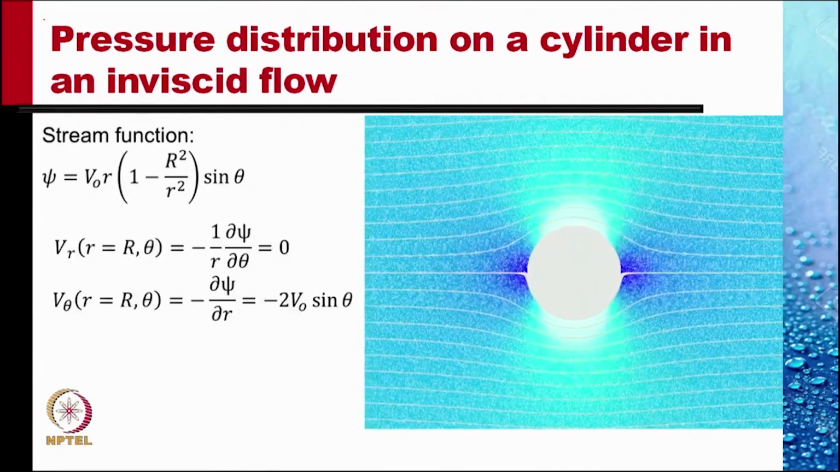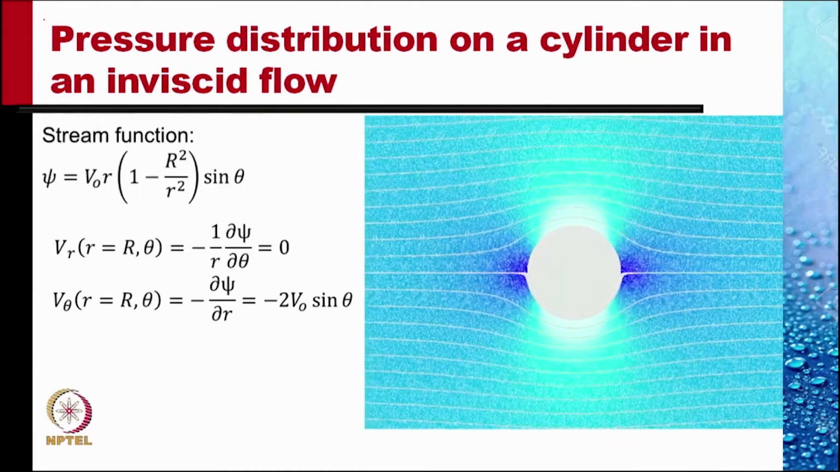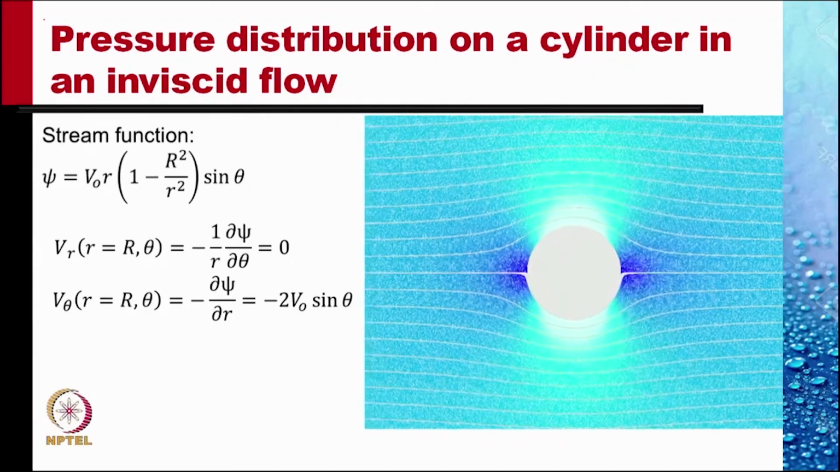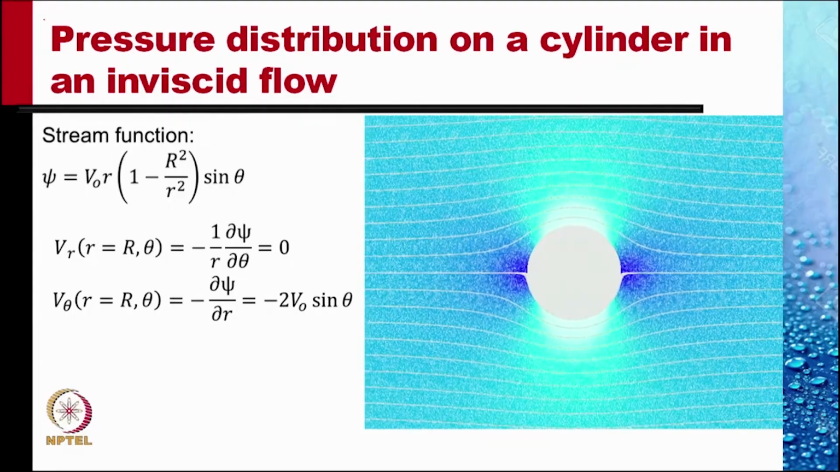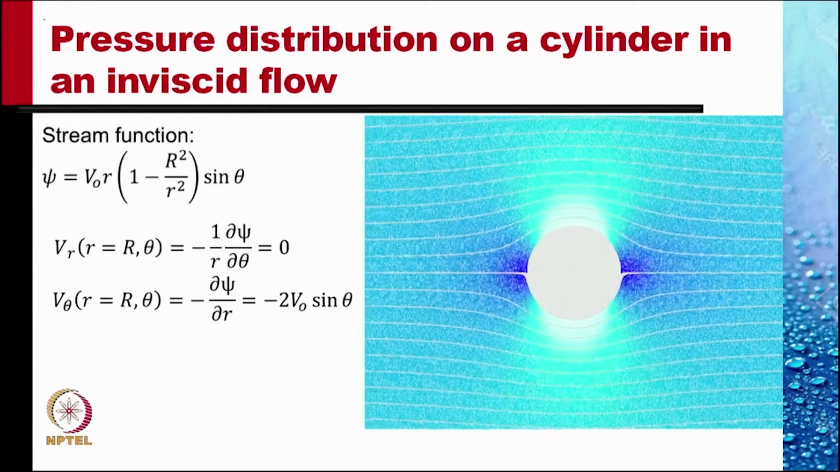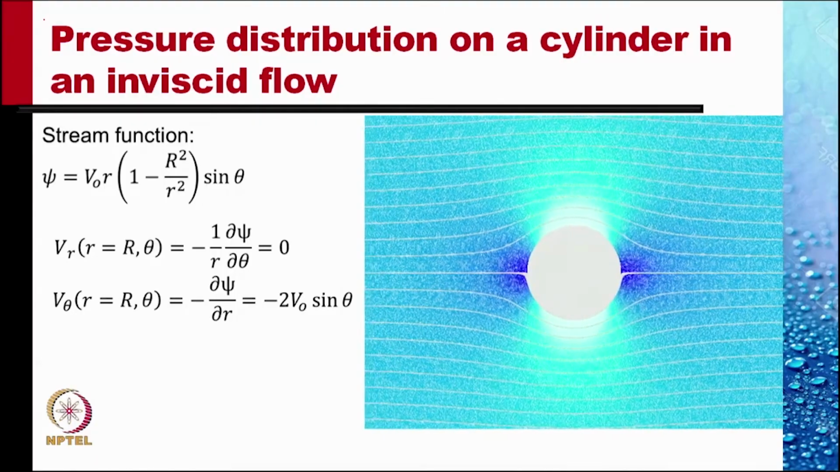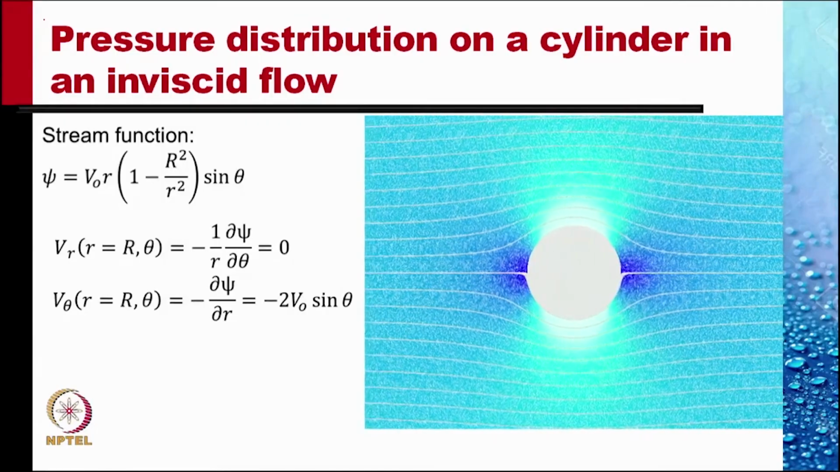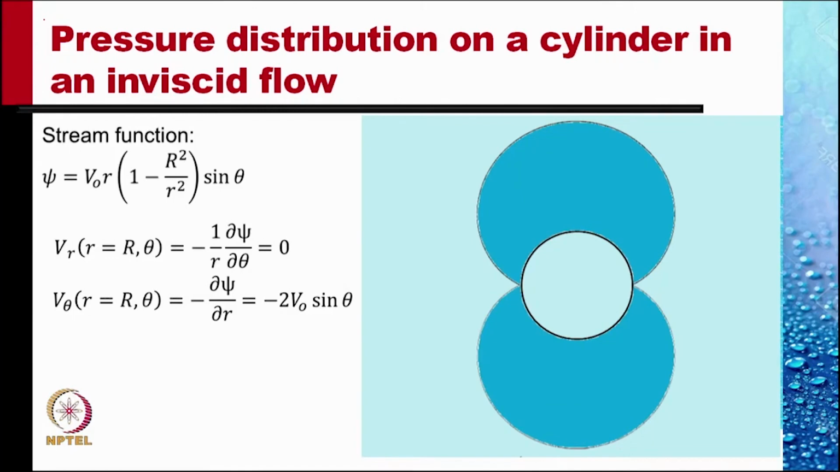The r component of velocity is given by minus 1 over r del psi by del theta, and this at r equal to capital R, that is on the surface of the cylinder, is 0. The velocity component V theta on the surface of the cylinder, that is at r equal to capital R and at any theta, is minus del psi by del r at r equal to capital R, and that turns out to be minus twice V naught sine theta. We have plotted the velocity variations as a function of theta. On this, the nose of the cylinder and the tail of the cylinder are stagnation points where the velocity is 0. The maximum velocity is at the shoulder of the cylinder.